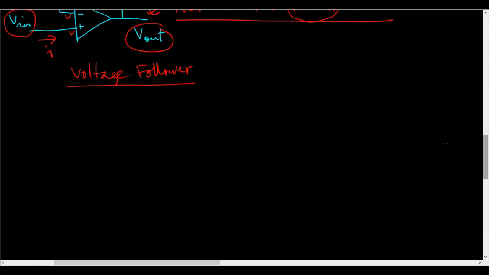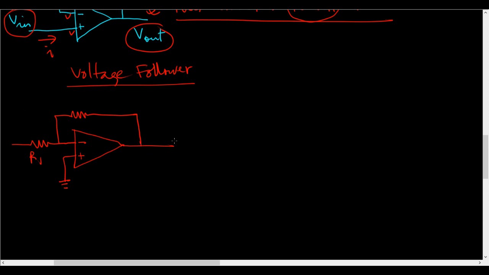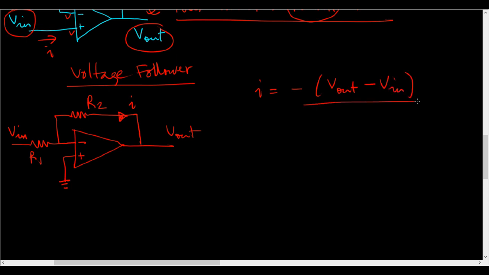Okay, let's do another one. Let's put this to what we call 0. Let's put here R1, R2 and V in. Now there is a current in this direction, right? How much is the current? This current is equal to minus of V out minus V in over R2 plus R1. That's the current.